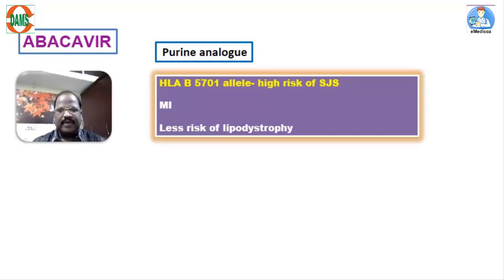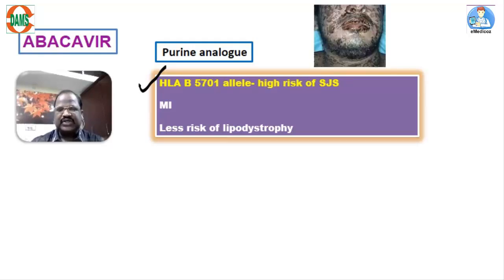Abacavir. It is a purine analog. The very important point is Abacavir in patients with the HLA-B 5701 allele. In patients with this genetic allele, Abacavir has a high risk of causing a severe hypersensitivity reaction, in the form of Stevens-Johnson syndrome. This point is very important, doctor.